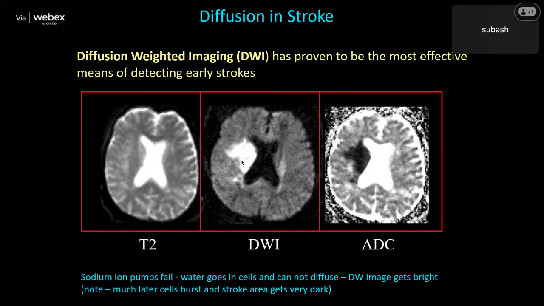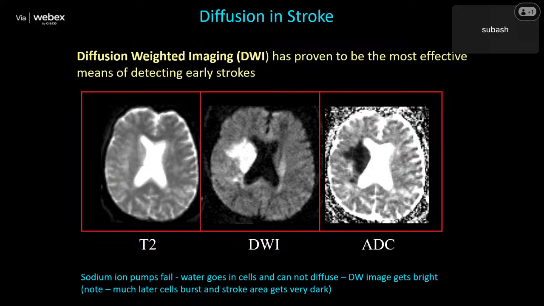You can see a huge area, and this is a restricted diffusion. When there's a restricted diffusion, the signals are bright. And when you look at the ADC, you can see the water molecules have not been able to move around too much. So the diffusion coefficient, or the ADC image, is showing as dark here. So you can immediately make out whether there has been a stroke or any other pathology. And this is one of the greatest contributions of diffusion weighted imaging in the clinical setup, because you can detect stroke within a few minutes of onset.